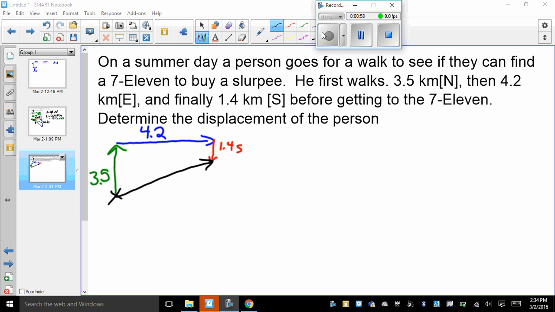So what I'm first going to do is, we can add vectors in any order. I'm first going to add the collinear vectors, the 3.5 and the 1.4. So if I have 3.5 north and I add 1.4 south, really my resultant, or all that's left, is just going to be 2.1 kilometers north. So I'm going to change my diagram. It only goes up to 2.4 north.